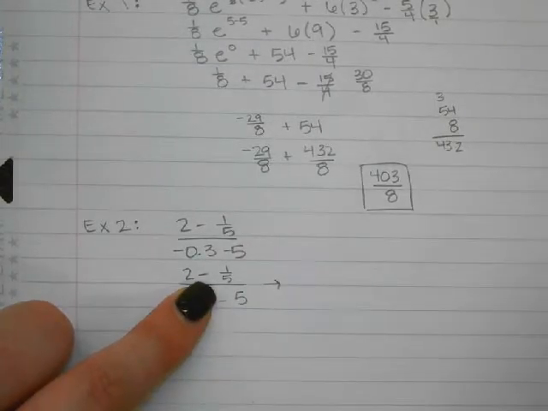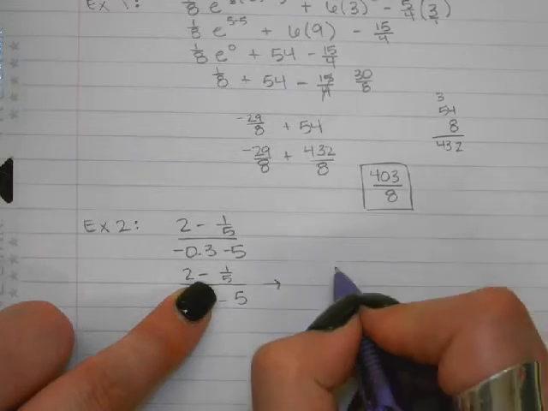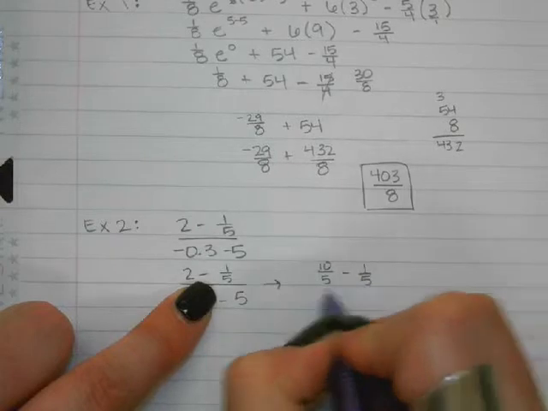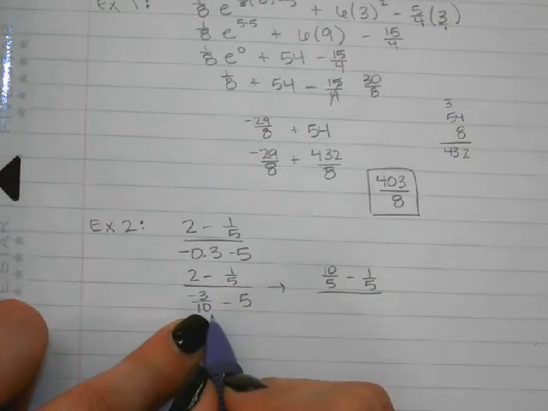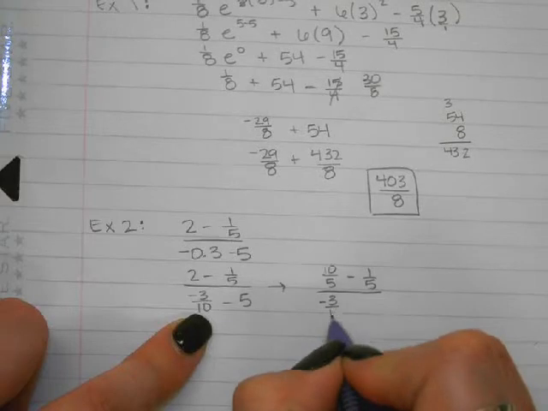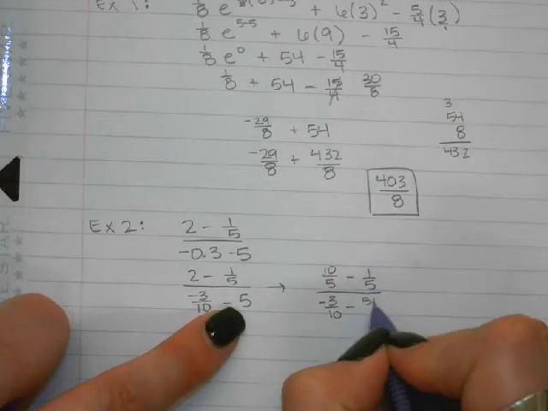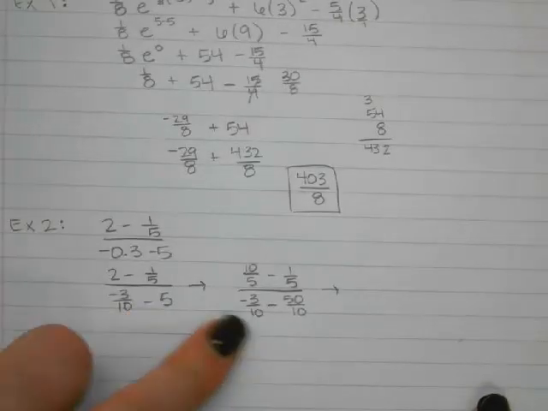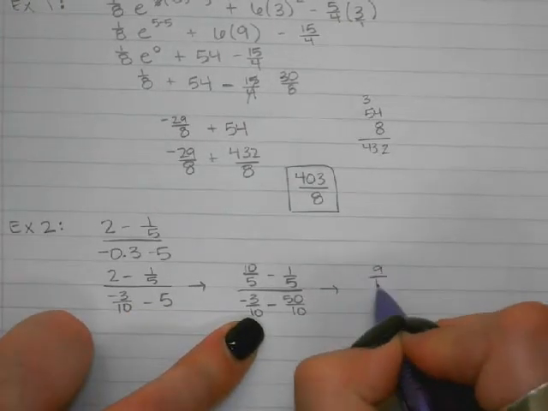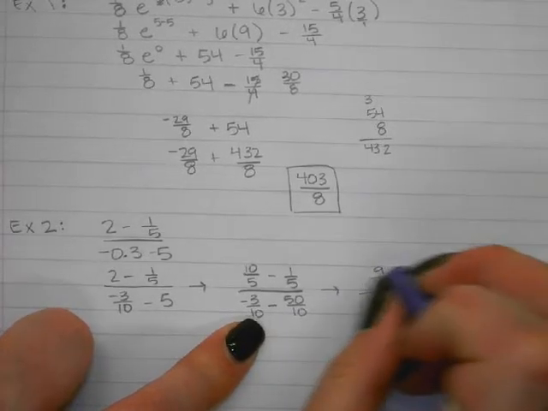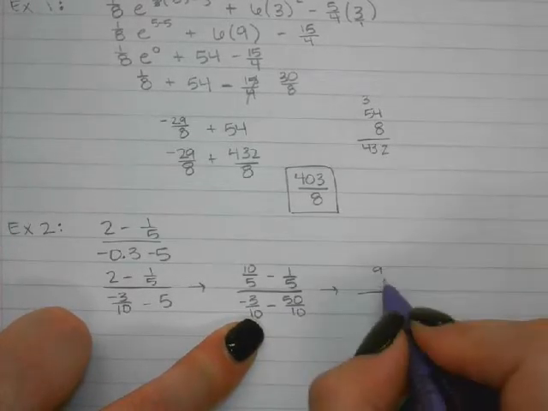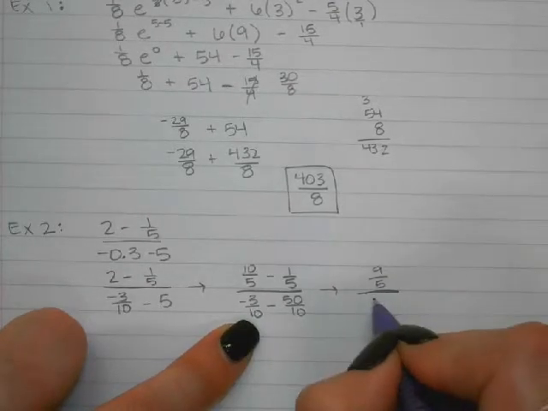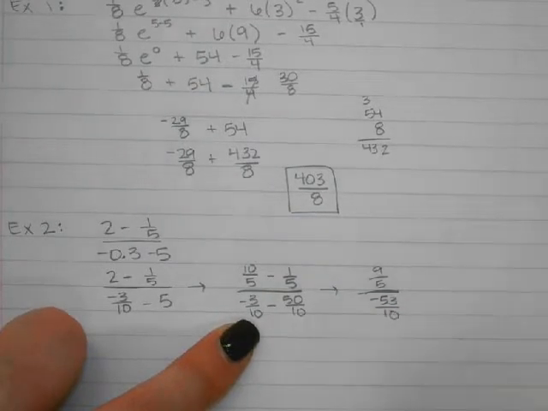So 2 over 1, and I need it to be over 5, and so that would be 10 over 5 minus 1 over 5. And then this needs to be over 10, so I have the negative 3 over 10 minus 50 over 10. And so this would be 9 over 5, sorry. 10 fifths minus 1/5 is 9 fifths, and then negative 3 minus 50 would be negative 53 tenths.